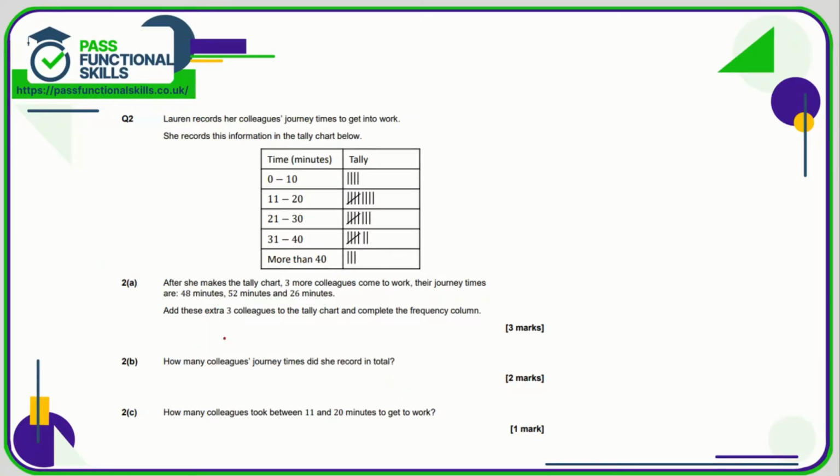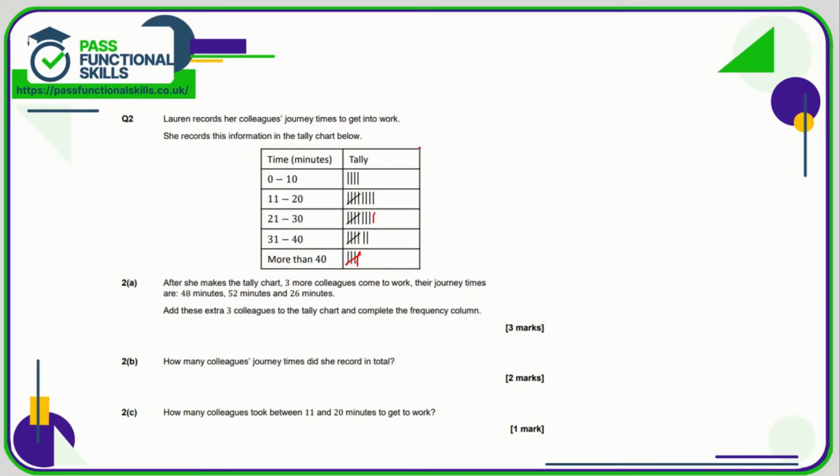Question number 2. So we've got a tally chart here, and we know that 3 more colleagues come to work, and the journey times are 48, 52 and 26. So 26, I'm going to stick another one in there, and 48 and 52 is going to go there, and because there's 2 more, that creates a batch of 5. So how many colleagues' journey times did she record in total?